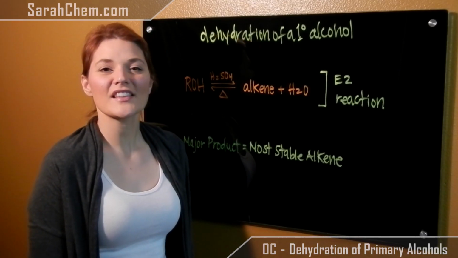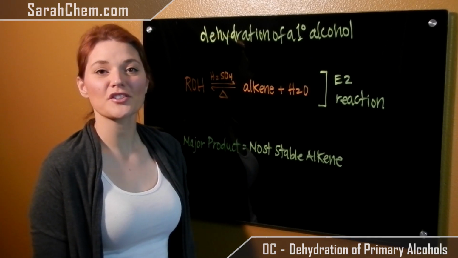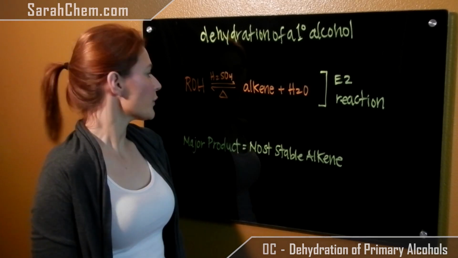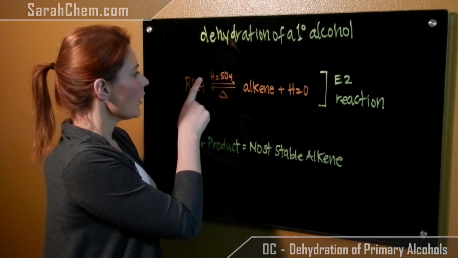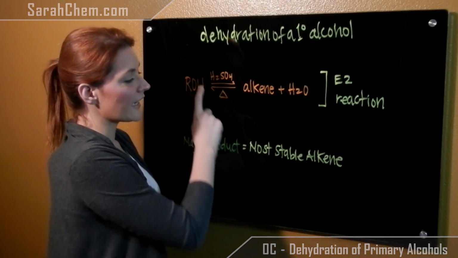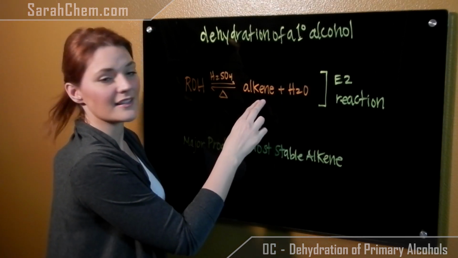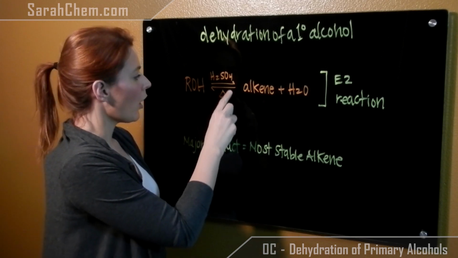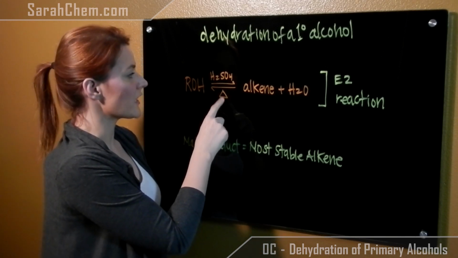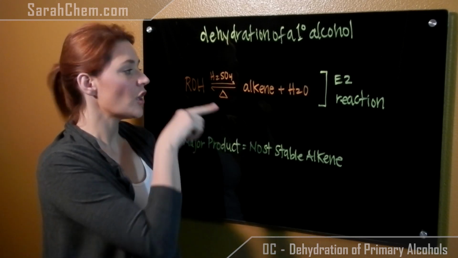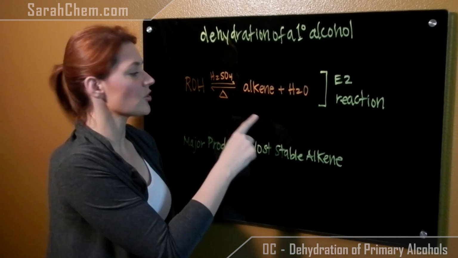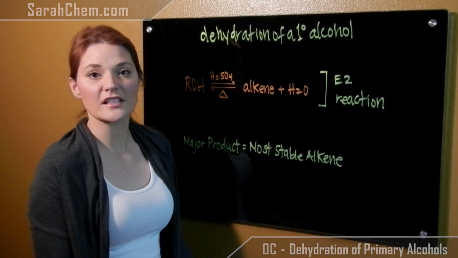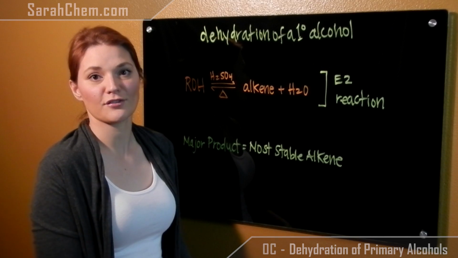Hi everyone, this is a video tutorial for the dehydration of a primary alcohol. So what we'll see is we have our primary alcohol, sulfuric acid, and in dehydration you will produce water and an alkene. Notice that we are including heat in this reaction, and that's because it is an equilibrium reaction. So the way that we favor moving in the forward direction is by adding heat so that we can have distillation drive off the alkene as it's formed.